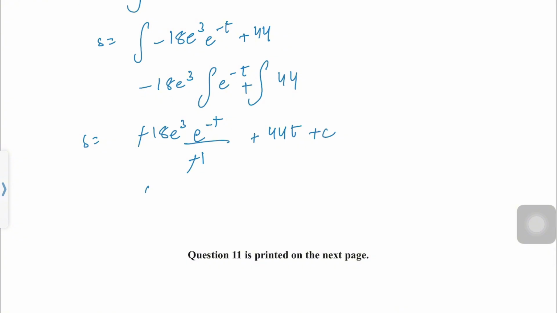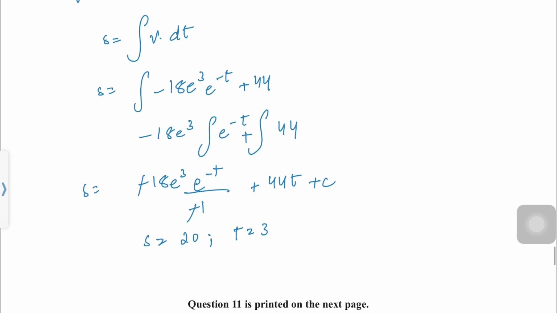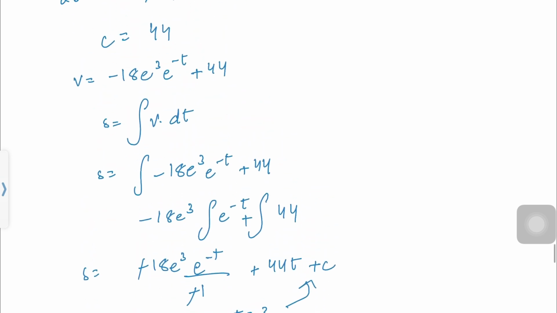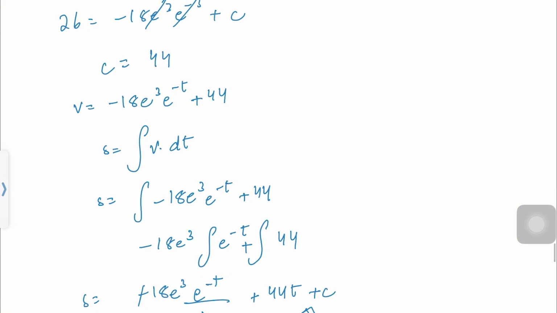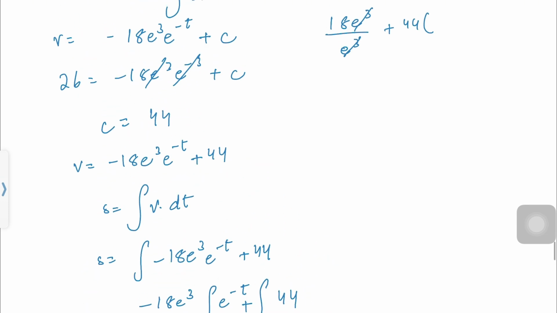And then s is equals to plus c. Remember our s was 20 when t was 3. Let's substitute this in this equation to get our c. We'll be getting our c as, I guess, 18 e power 3 e power minus 3. This e power 3 would be cancelled out. Then plus 44 multiplied by 3. We have our displacement as 20, and then this is c. So this would give us 44 multiplied by 3 is 132 plus 18 is 150, and 150 minus 20 would be minus 130 is equals to c.